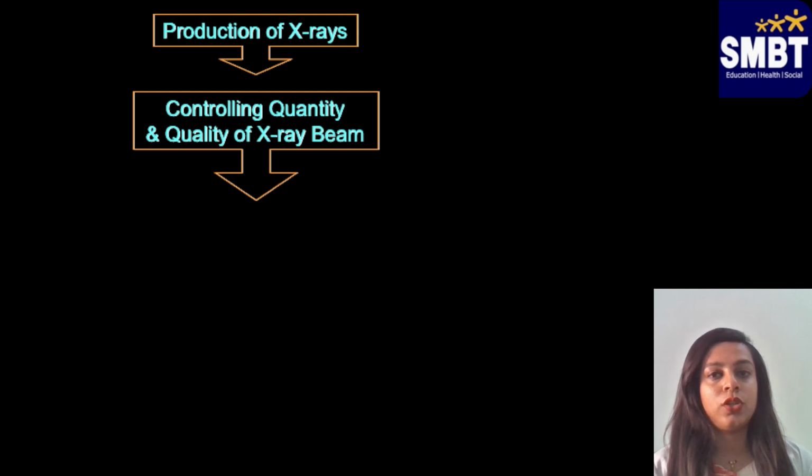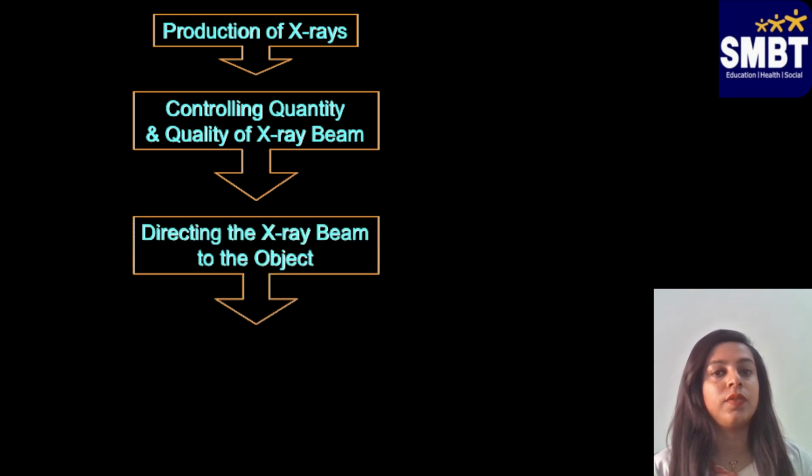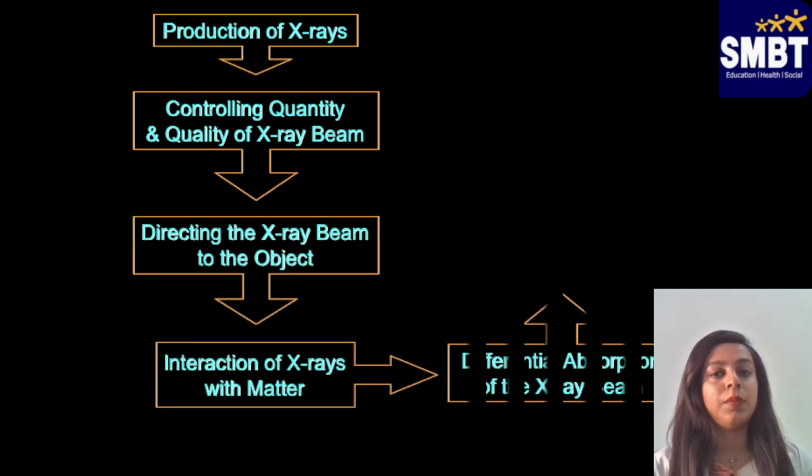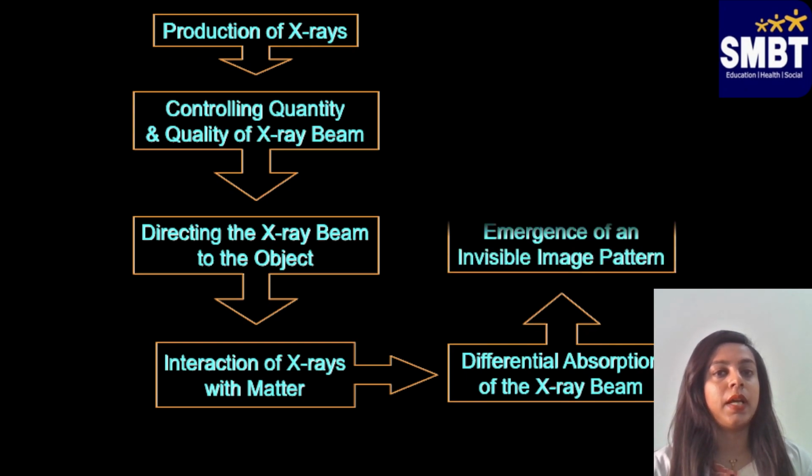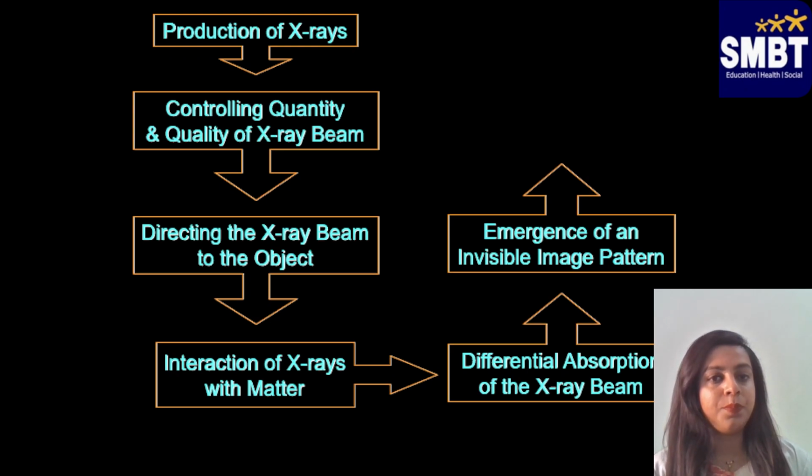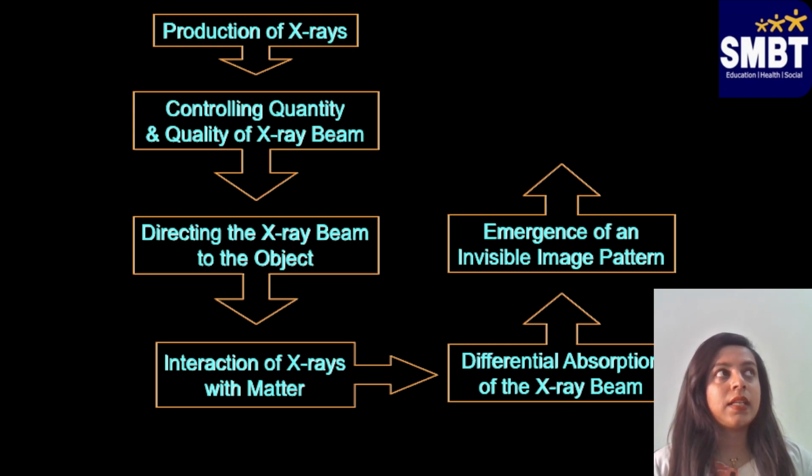Before we start our actual topic, we'll do a quick recap of what we've actually already studied about the production of X-rays. So we've seen that X-rays are produced by controlling the quantity and quality of the X-ray beam. We direct this X-ray beam towards the object. The object in our case is a tooth. Then this X-ray beam interacts with matter. Every substance is made up of matter. So here the X-rays are interacting with our teeth.